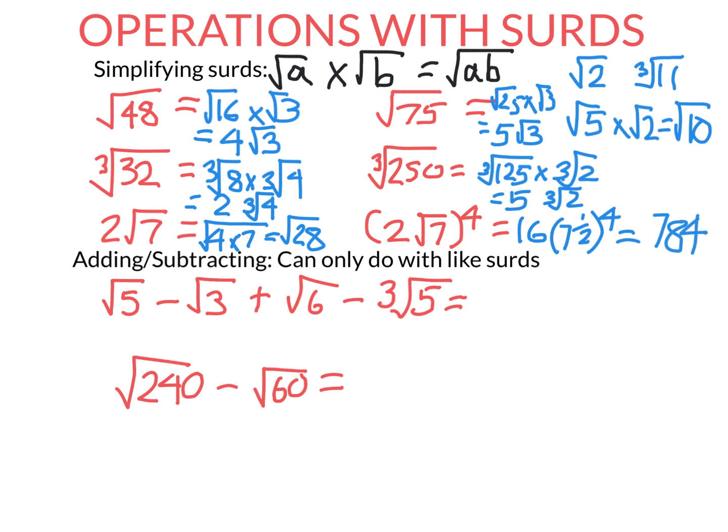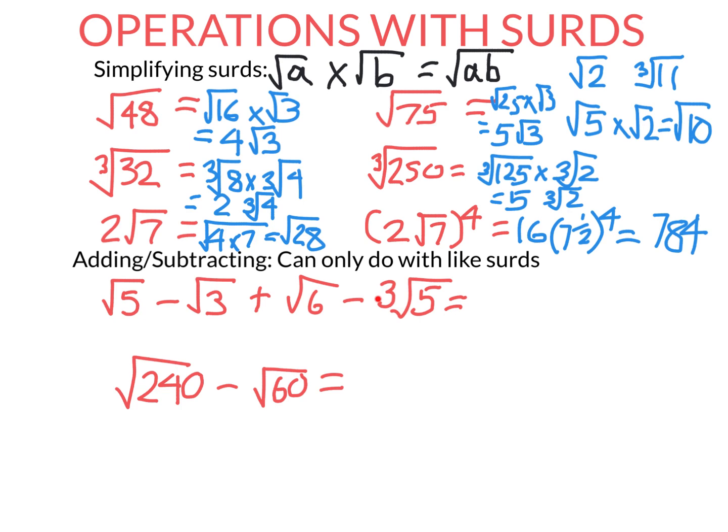All right, let's now look at adding and subtracting surds. So you can only add or subtract like surds, but there is an exception to this rule I'll show you in a second. But it is kind of like in algebra where you have like terms. So in this expression here, these two are like surds because they have the same number underneath the surd. So this is root 5 minus 3 root 5.